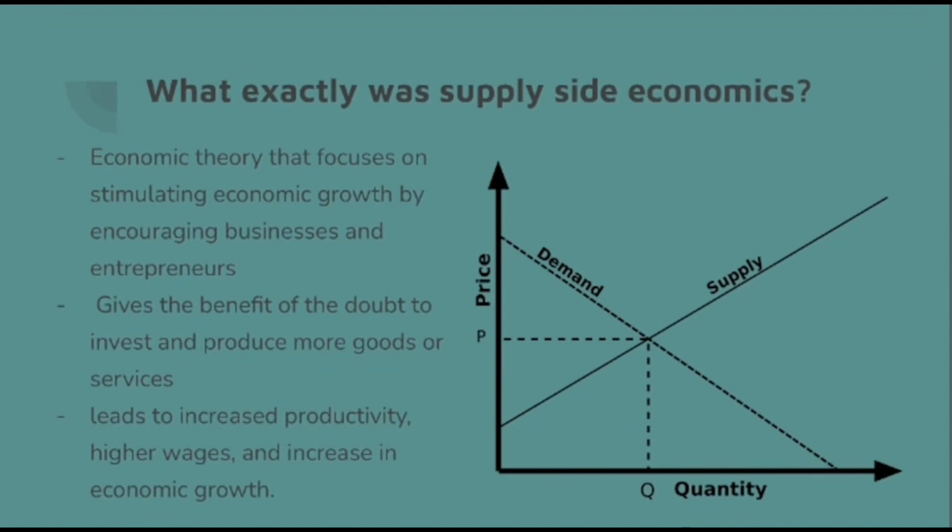The idea of supply-side economics is that when businesses thrive, it benefits the overall economy, leading to increased productivity, higher wages for society, and increase in economic growth overall. Supply-side economics was first used in 1976 by Herbert Stein, but Reagan used it during his presidency from 1980 through 1989 and almost to the 1990s.